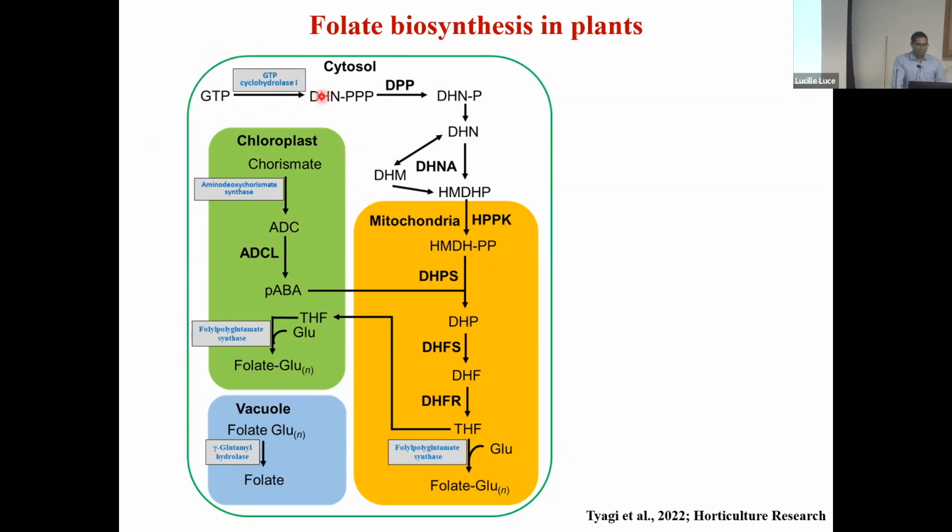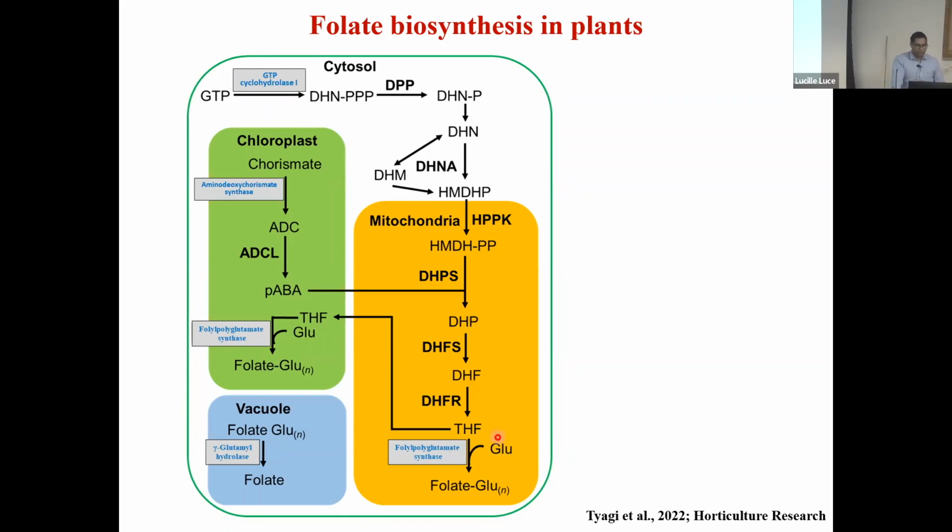The cytoplasmic branch is called the pterin branch, and the aminodeoxychorismate synthase branch is called the PABA branch. So after synthesis in the pterin branch in the cytoplasm and PABA in the chloroplast, they are transported to the mitochondria for tetrahydrofolate synthesis.